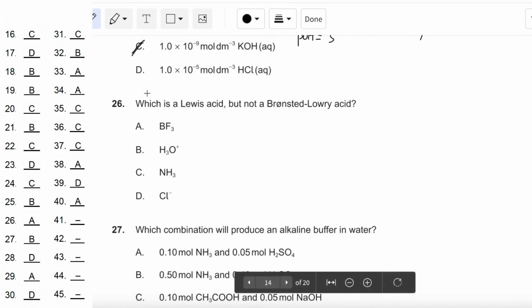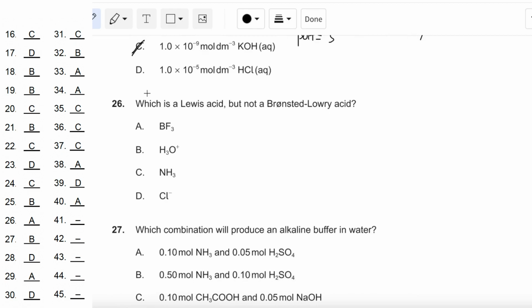What about 26, which is a Lewis acid but not a Bronsted-Lowry acid? BF3 is a Lewis acid as boron has an incomplete octet, so it can accept a lone pair, but it's not Bronsted-Lowry because it doesn't contain protons, which is H plus. What about H3O plus and NH3? Both contain protons, so they are Bronsted-Lowry acids. What about Cl minus? There is no lone pair accepted, so the answer will be A.